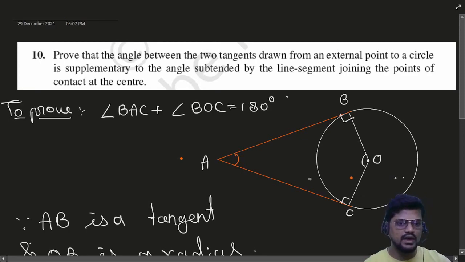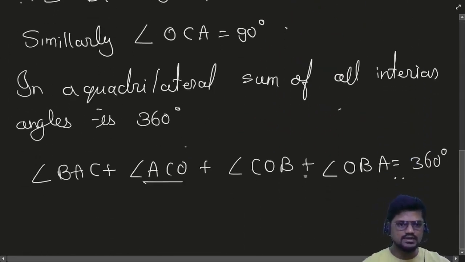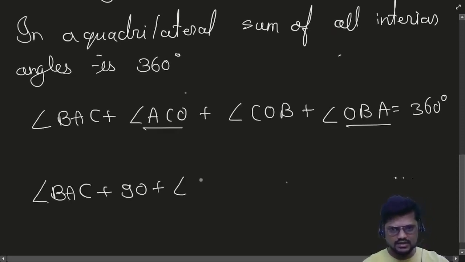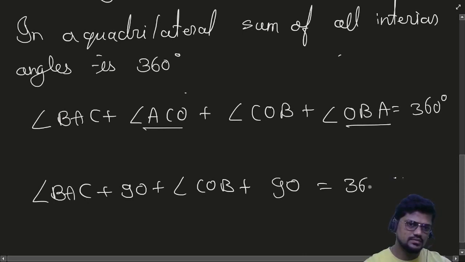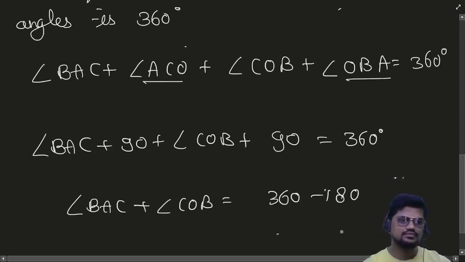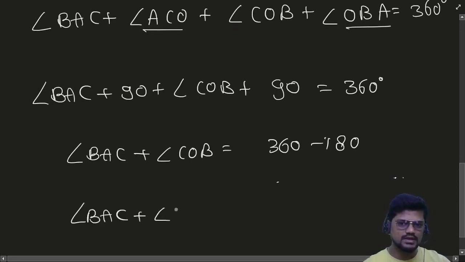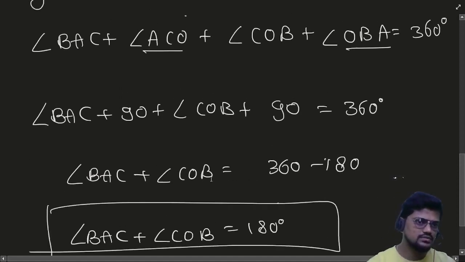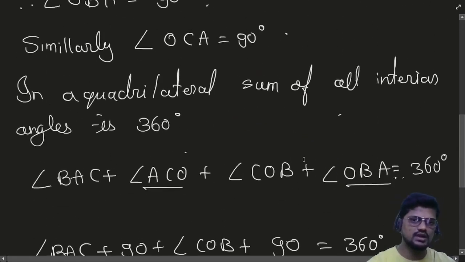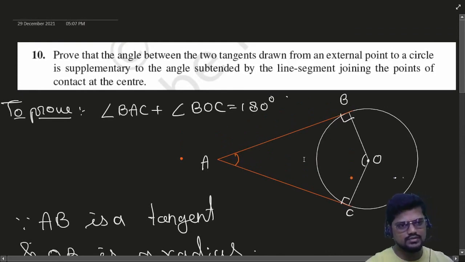But I know that angle OBA and angle ACO are 90 degrees each. So angle BAC plus 90 plus angle COB plus 90 degrees equals 360. So angle BAC plus angle COB equals 360 minus 180. So angle BAC plus angle COB will be equal to 180 degrees. Yes or no? Yeah, if I subtract them, the angle this plus angle this will be equal to 180 degrees, and that's what they are asking. Understood how to prove it?